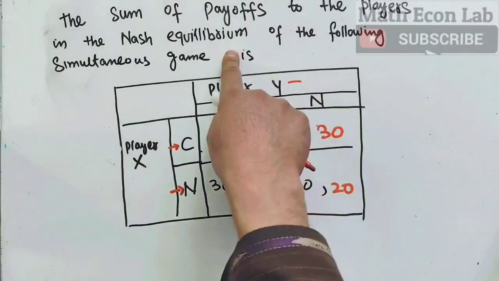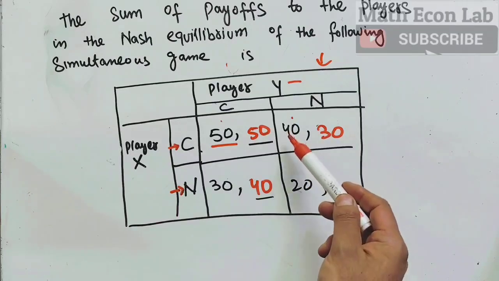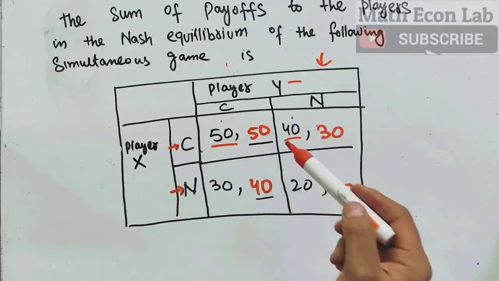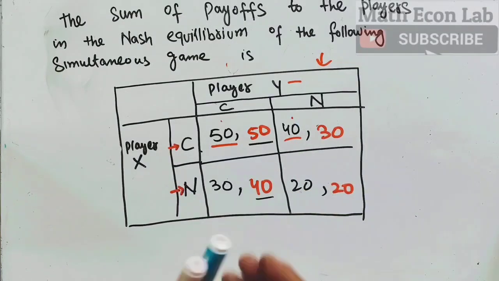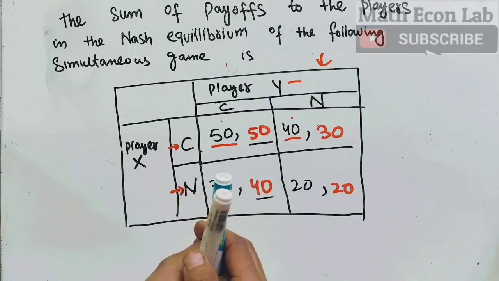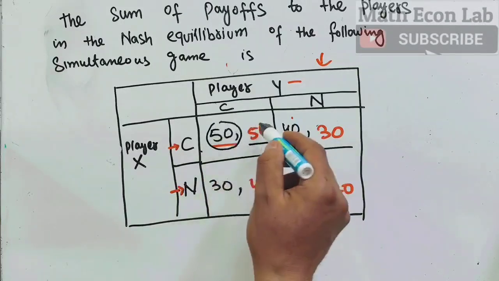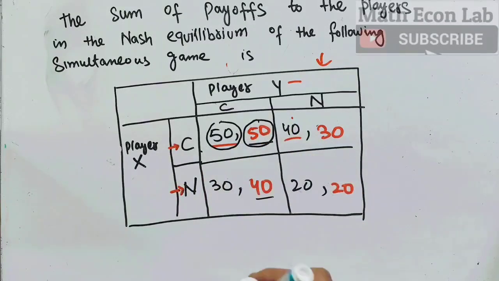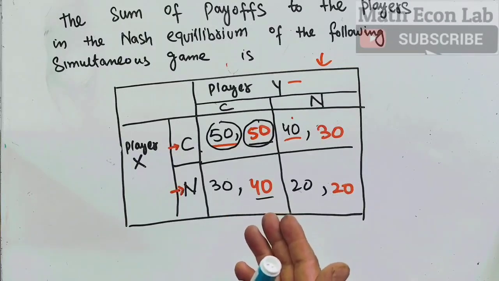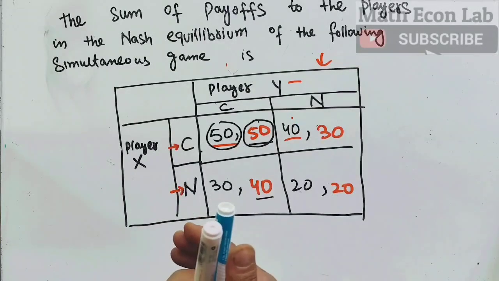Symmetrically, when player Y chooses not to cooperate, again player X has two options, either to cooperate or not to cooperate. So cooperate gives him 40, which is greater than 20, so he or she will choose 40. Now where does the Nash equilibrium exist in this question? When both the numbers in a particular cell are underlined or encircled, that will give us the Nash equilibrium. Nash equilibrium cannot be Pareto-optimal at times, okay, but it is the best strategy for both the players to cooperate in this simultaneous game.